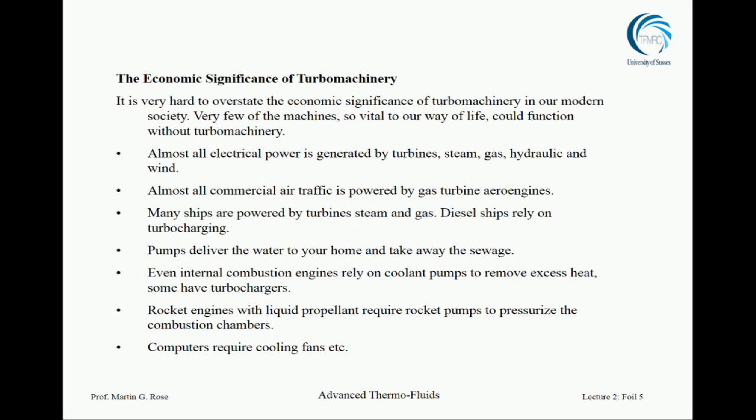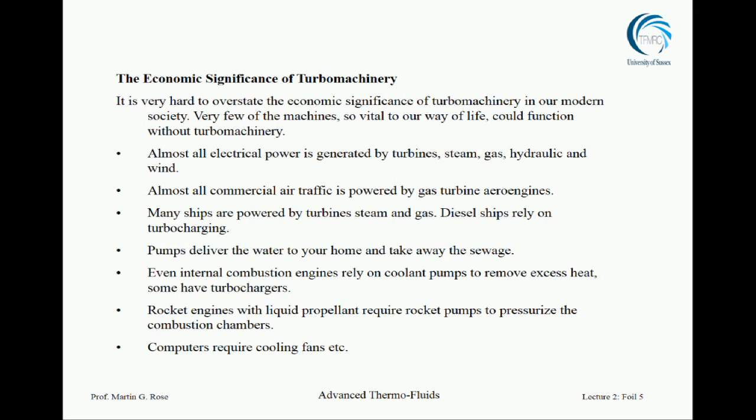Right, very briefly, the economic significance of turbo machinery. This course isn't an economics course, so I won't dwell on it in detail, but you should be aware that it is enormous. As I say, it's very hard to overstate the economic significance of turbo machinery in the modern world. Almost all the machines you can think of actually rely on the use of turbo machines. All electrical power is generated by turbines. These may be steam, gas, hydraulic or wind turbines, but nevertheless they're all turbines delivering the work.